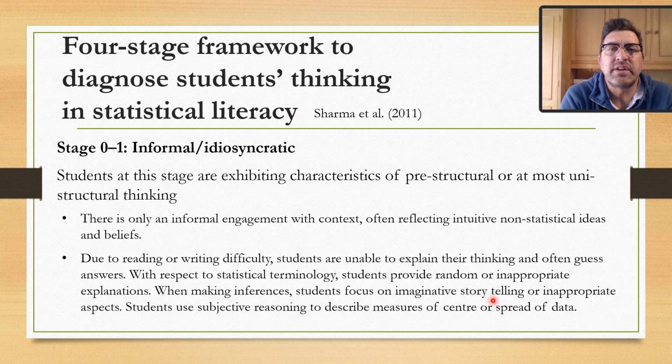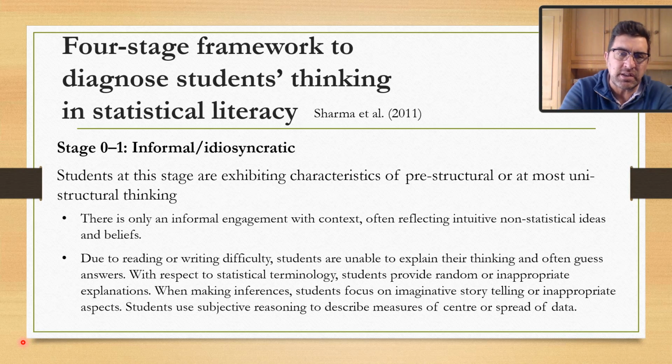way that the Van Hiele levels did for us in geometric reasoning and Mark Driscoll's work. So let's not waste time, let's start. Stage 0 to 1 is the informal or idiosyncratic stage. Now you've heard this word in the 4th part of the series being used quite often in descriptions. So students at stage 0 and 1 are exhibiting characteristics of pre-structural or at most unistructural thinking.